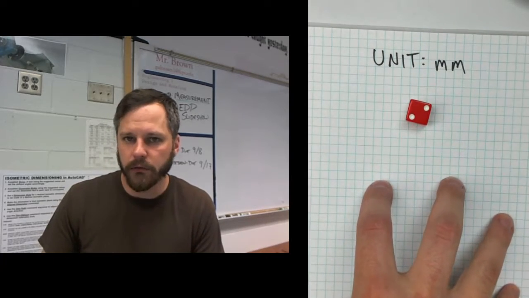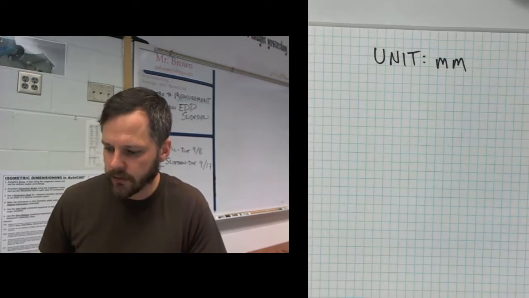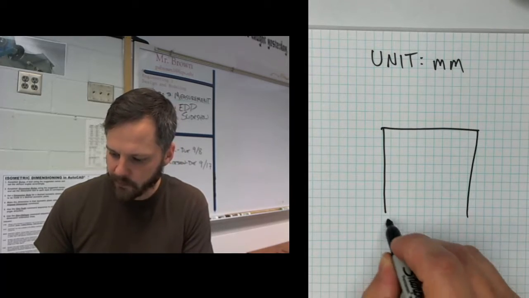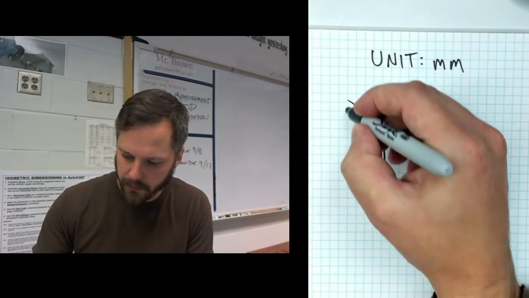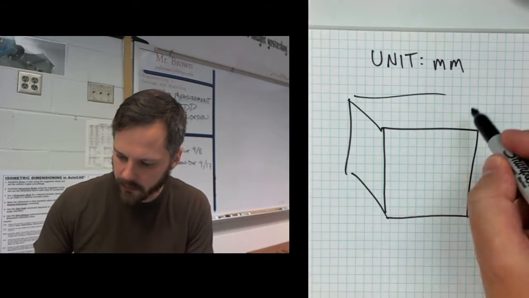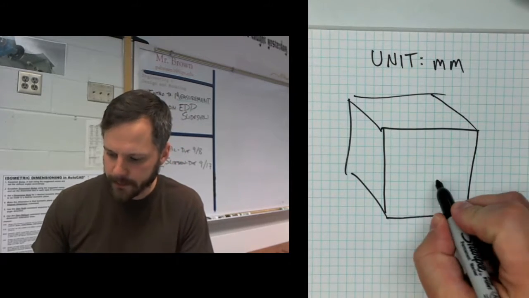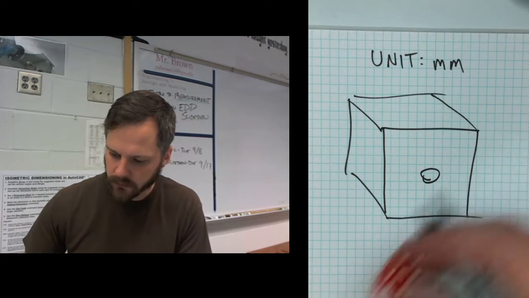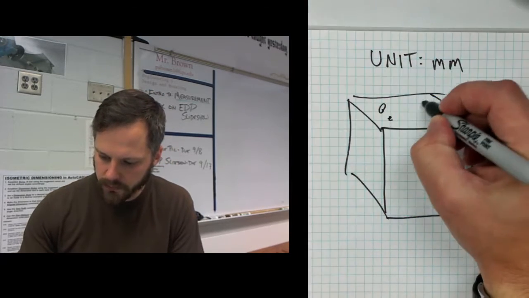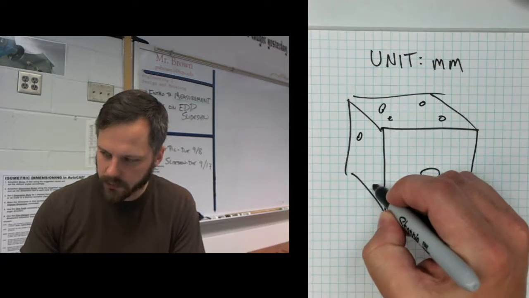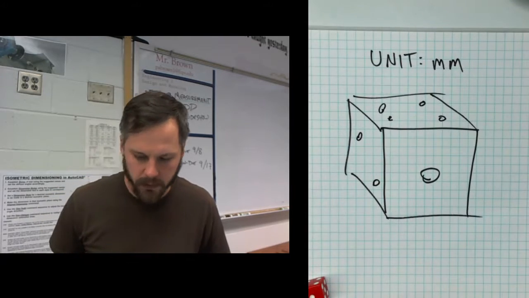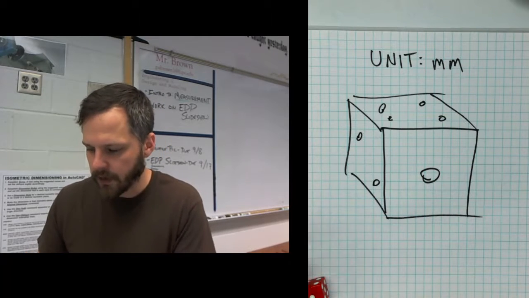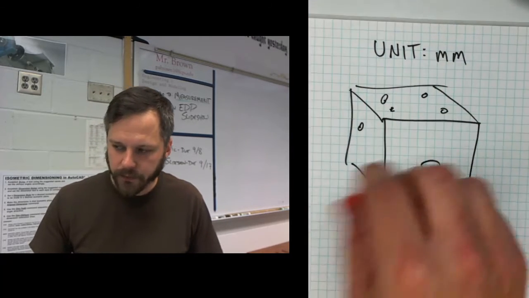So I'm just making a really rough drawing of a dice right here. It doesn't have to be anything pretty. Here's a three-dimensional cube right here. Beautiful, right? Not pretty, it's just a real quick sketch to help me out. So let's take some measurements.